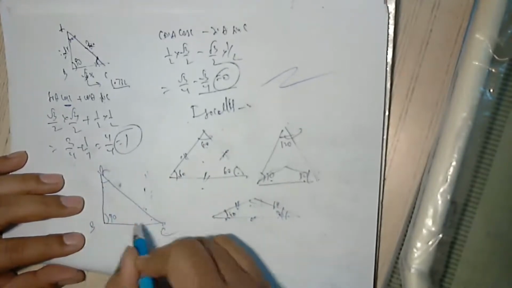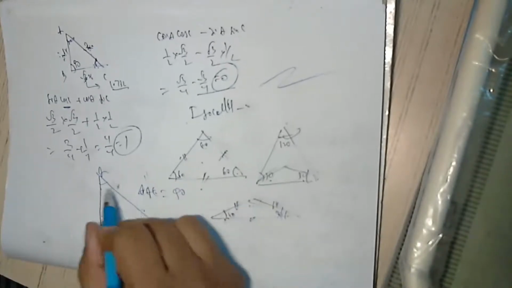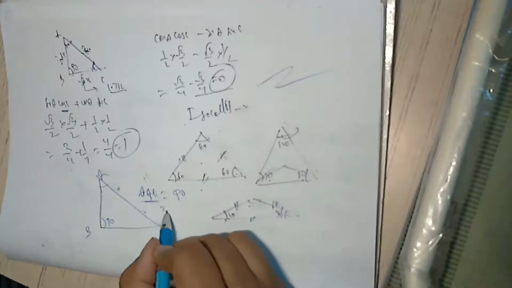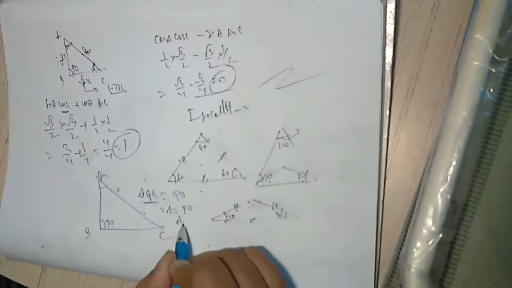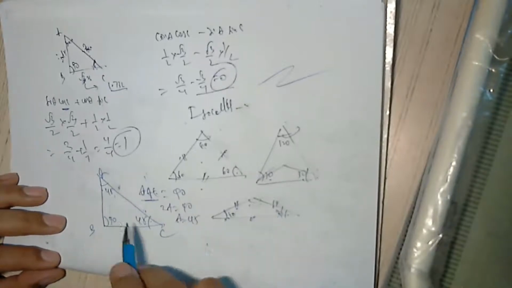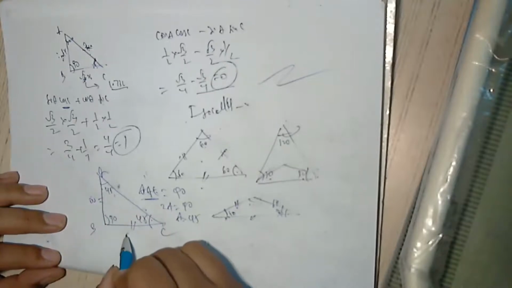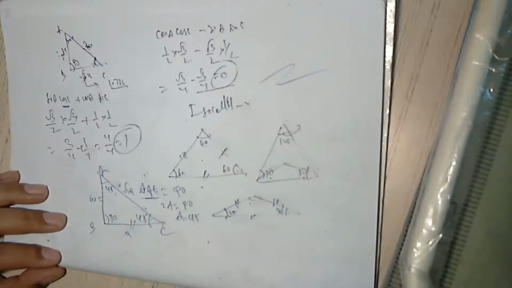A, B, C. So A plus C is equal to 90, because the total is 180. Both are equal, so 2A is equal to 90, A is equal to 45. So this is 45, this is also 45. 45 plus 45, 90. So that means these two sides are equal. Let us say it is A, then this is root 2A.